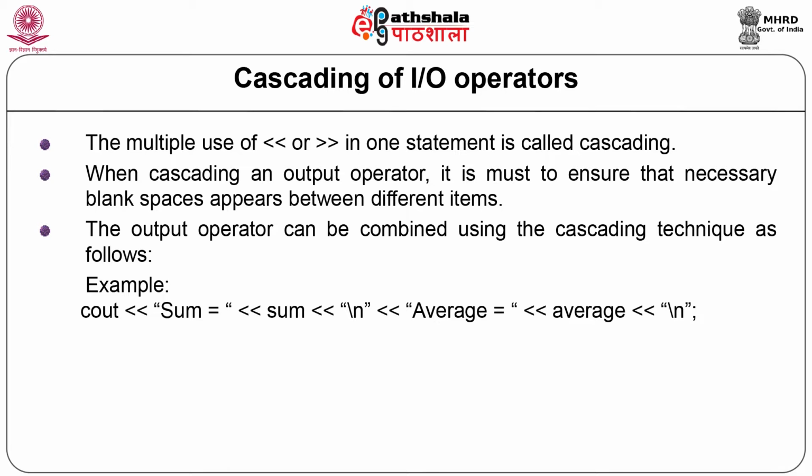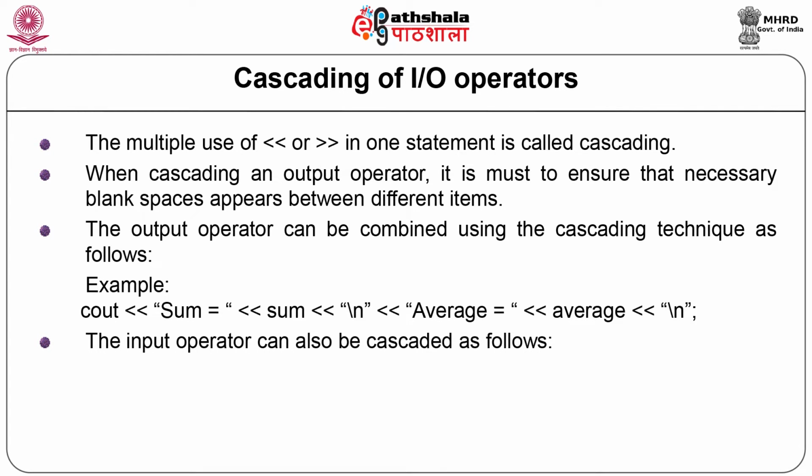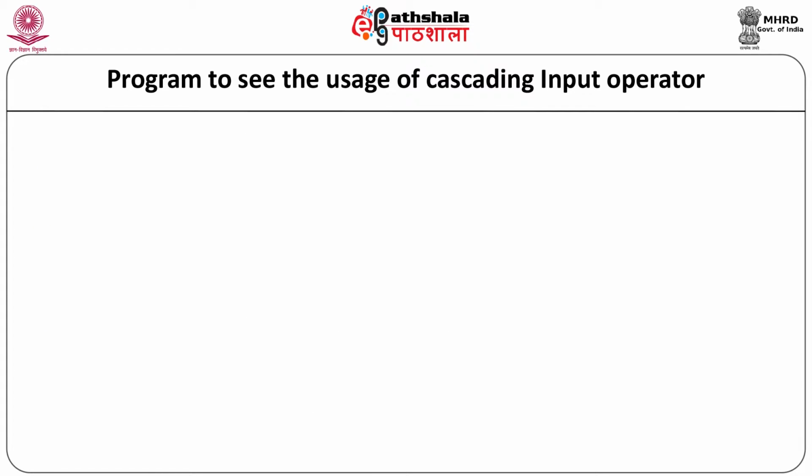Here, as you can see, we are using the operator as a cascading operator. Example: cin >> number1 >> number2. So this particular statement can be written using multiple cascading effects. Now let's see the program for the usage of the cascading input operator.